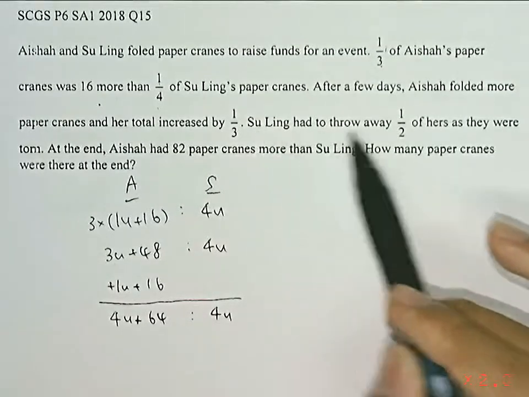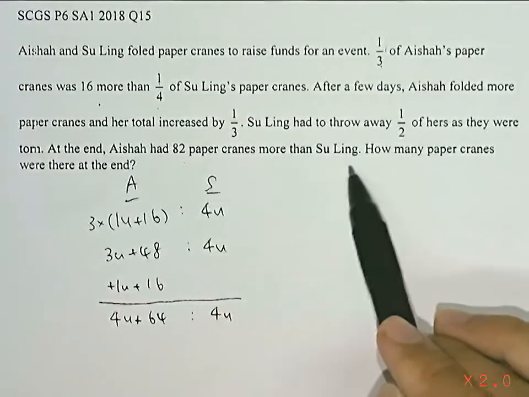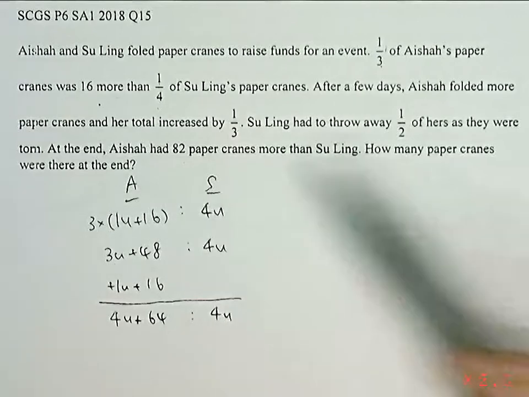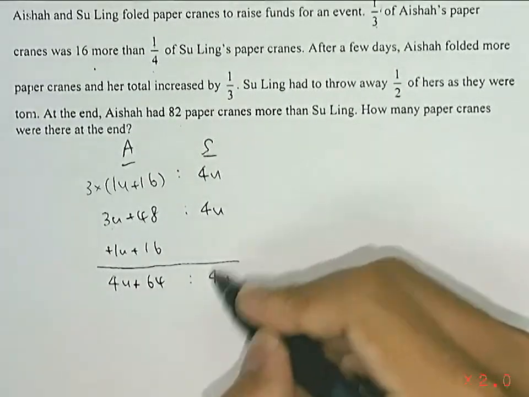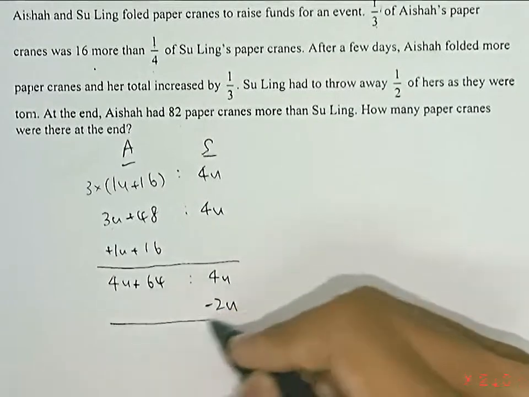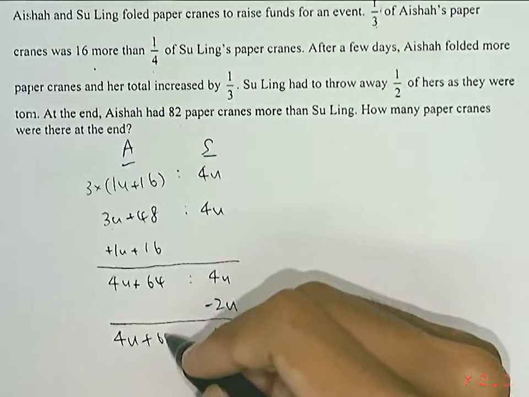Afterwards, Su-Ling had thrown half of hers as they were torn. At the end, Aisha had 82 paper cranes more than Su-Ling. So how many paper cranes were there at the end? So if Su-Ling threw away half of hers, so half of 4 units, that's giving away 2 units, and she would be left with 2 units. Aisha's amount would stay the same.